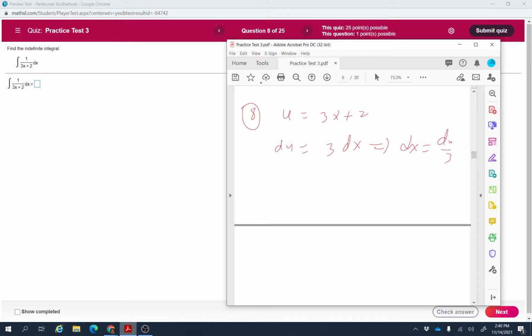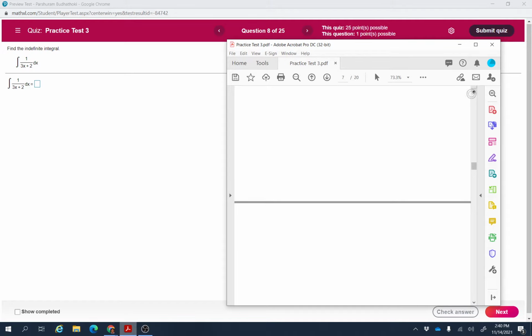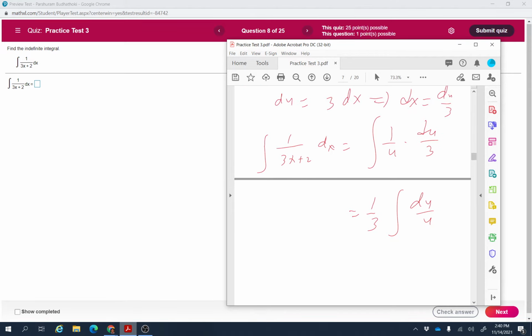So this problem, 1 over 3x plus 2 dx, becomes 1 over u times du over 3. So we can just bring this 1/3 outside, and now we have to find the integration of 1 over u, which is, if you try to find out the derivative of ln of absolute value u, it is 1 over absolute value of u du over dx. So that is actually 1/3 ln of absolute value of u plus constant.